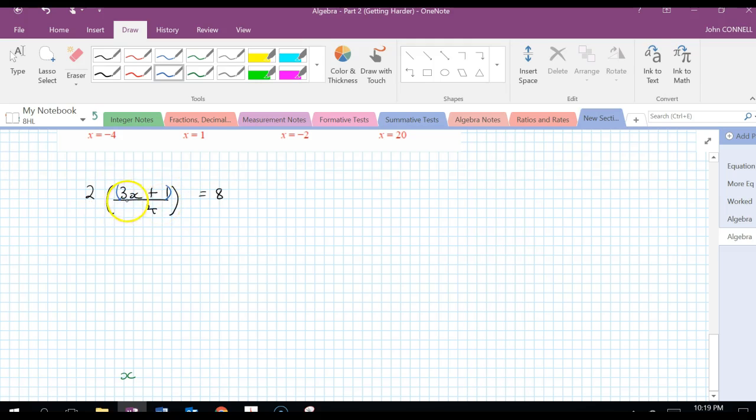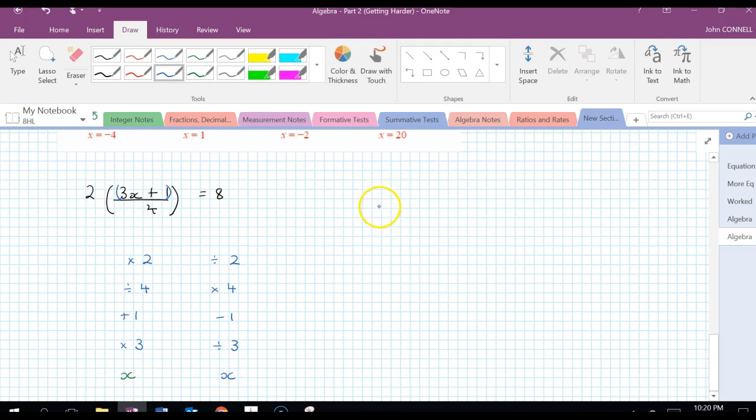And then there's brackets around all of this fraction. So the first thing I do, look inside the innermost brackets. X times by 3 plus 1, multiplication comes before addition. And then I can go outside those brackets and divide by 4. And then I can go outside the second lot of brackets and I'm multiplying by 2. So to undo this, I'm going to divide by 2, I'm going to multiply by 4, I'm going to take 1, divide by 3, and that is going to give me x.